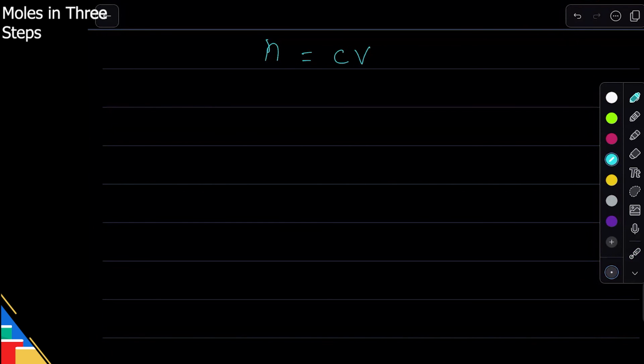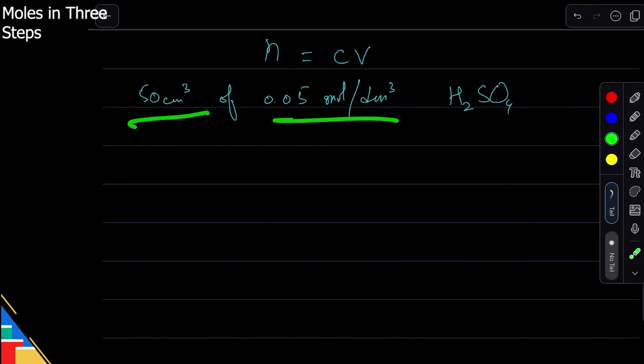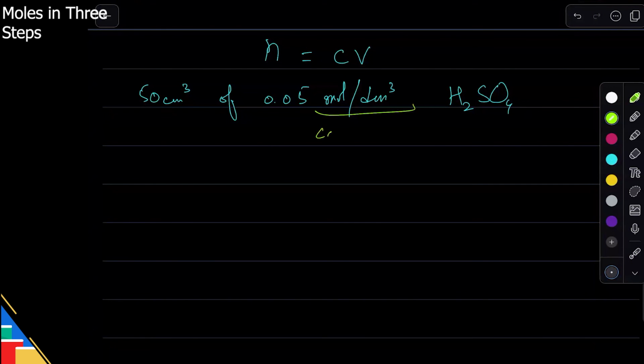So how do I know that I have to use this formula? Read the question. So for example, the question would be something like 50 cm cube of 0.05 moles per dm cube H2SO4. The whole idea is that they've given me two numbers for one thing, and these numbers are simply telling me what they are. This unit is telling me its concentration, and this unit is telling me its volume. But it's a liquid, not a gas. So how do I use this? Number of moles is concentration, 0.05, into volume, which is 50 over 1,000. And simply that will give me whatever the number of moles are.